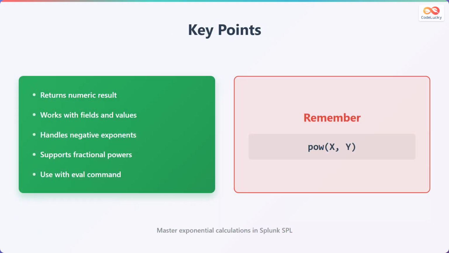To summarize the important aspects of the pow command, it returns numeric results that you can use in further calculations. It works seamlessly with both field names and direct values. The command handles negative exponents for fractional results and supports fractional powers for roots and advanced mathematics. Remember to always use pow within an eval command statement. The syntax remains consistent, pow of x, y. Master these concepts, and you'll be able to perform sophisticated exponential calculations in your Splunk searches.